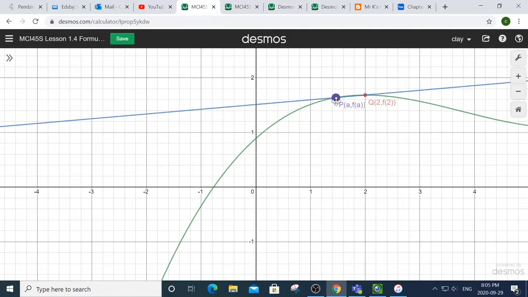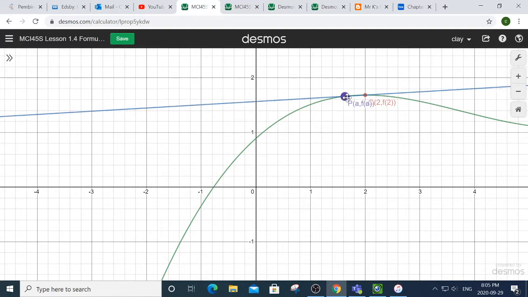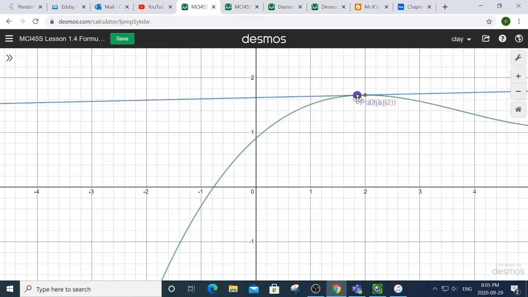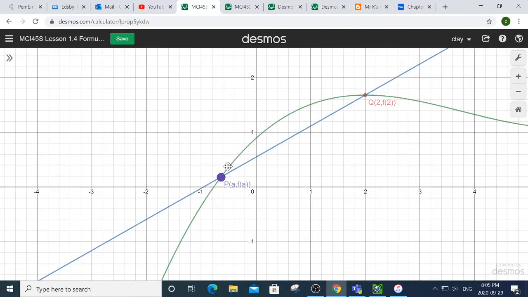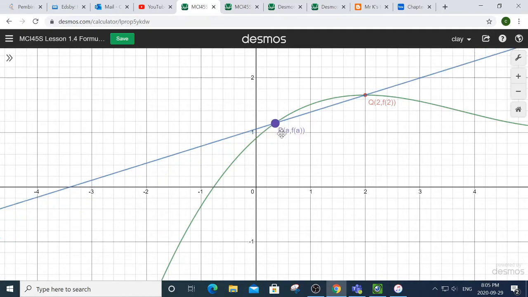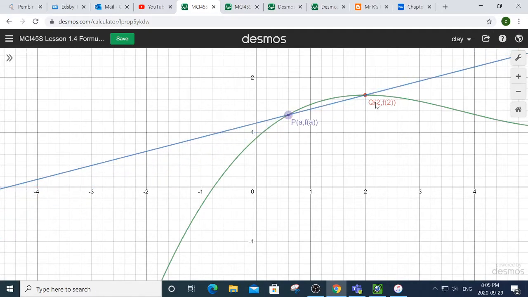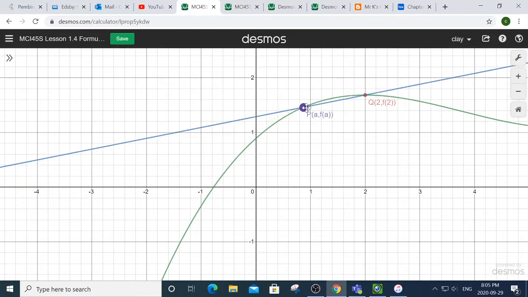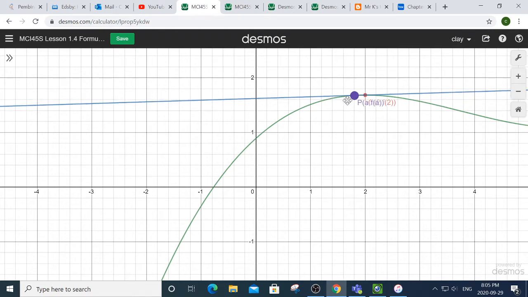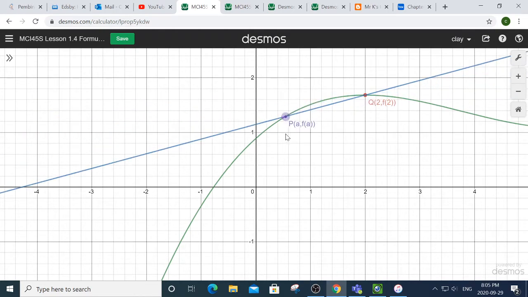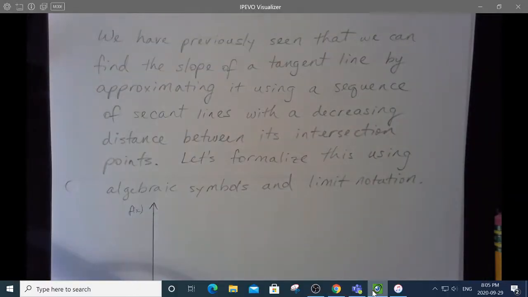It kind of looks like this tangent line is going to be a horizontal line, doesn't it? Maybe it is. I don't know. We'll have to do the math on that and see. But you get the idea, right? The closer I make the distance between A and 2, the more this secant approaches being a tangent line. And that's a very important idea. And as we say in the notes here, we're going to formalize this idea using algebraic symbols and limit notation.